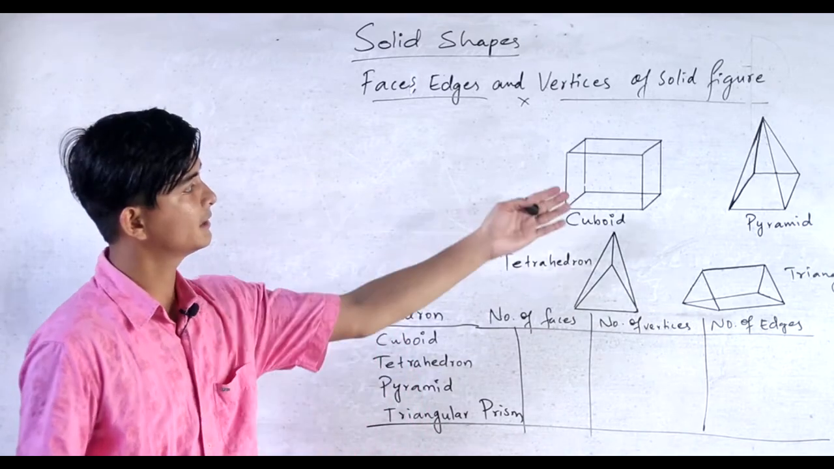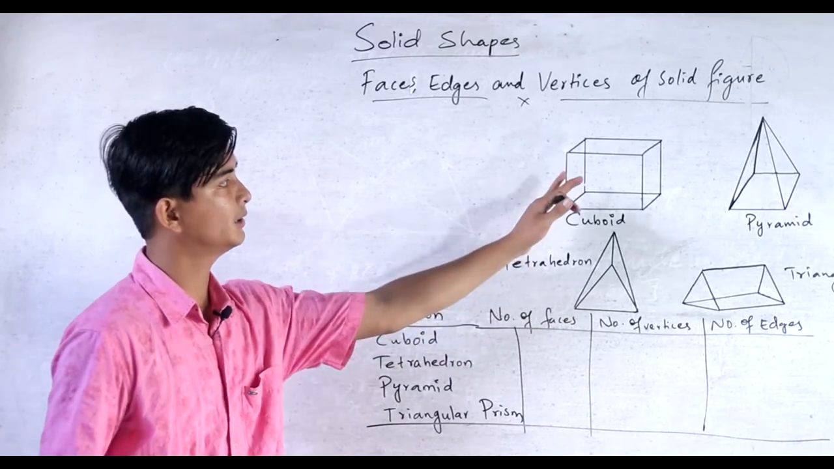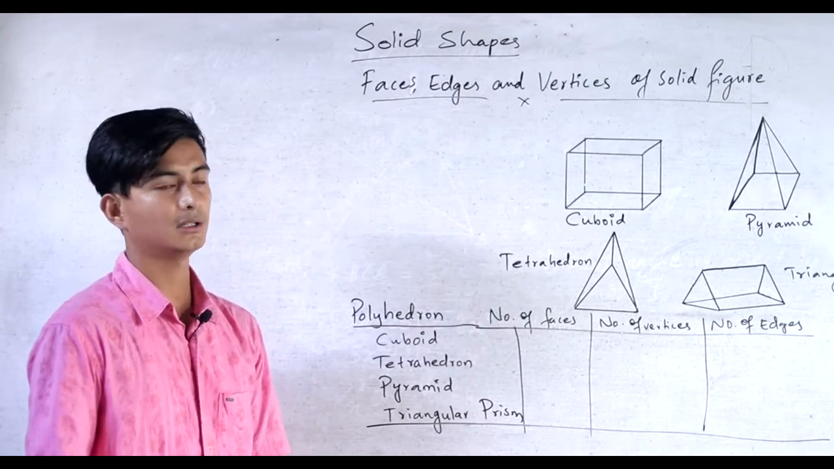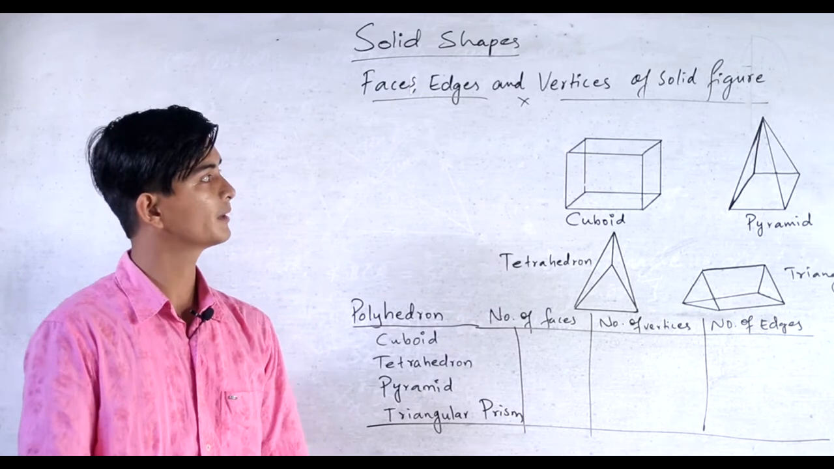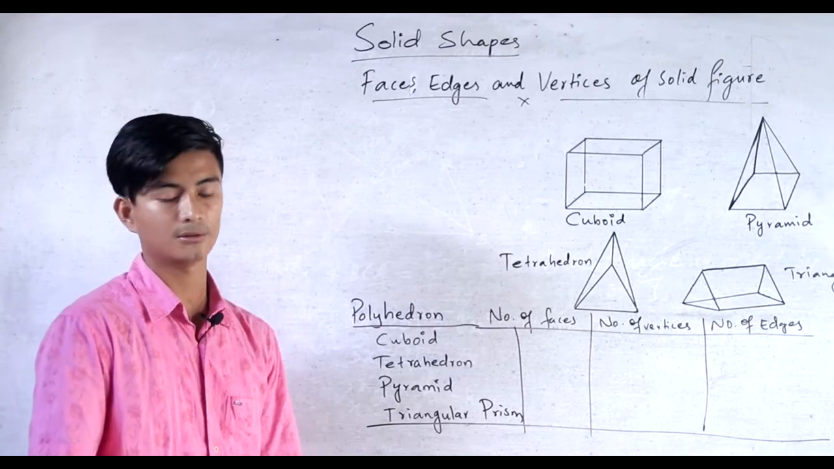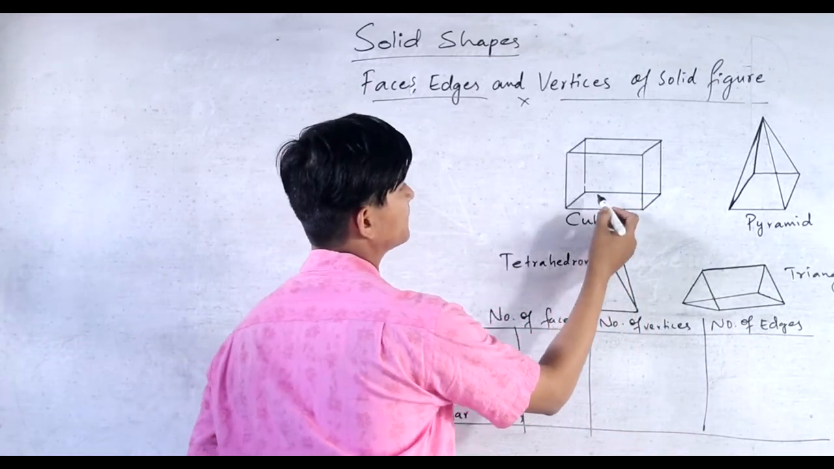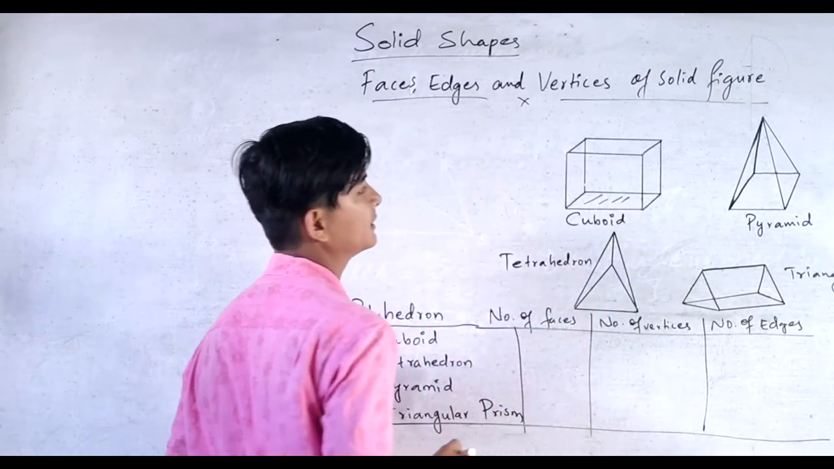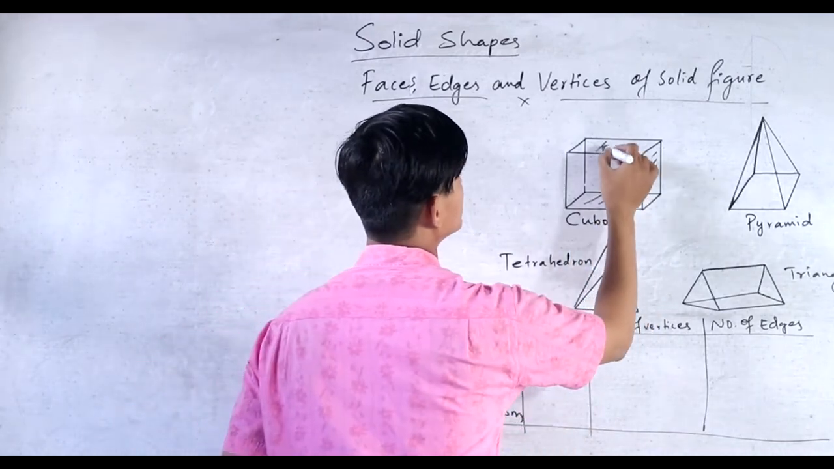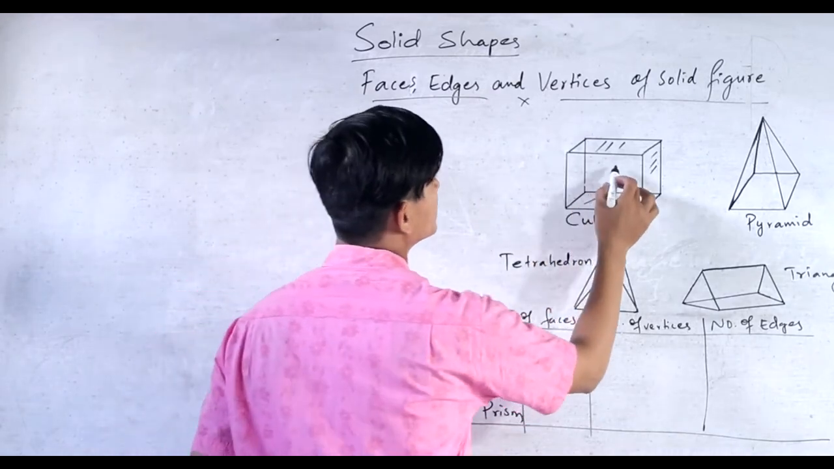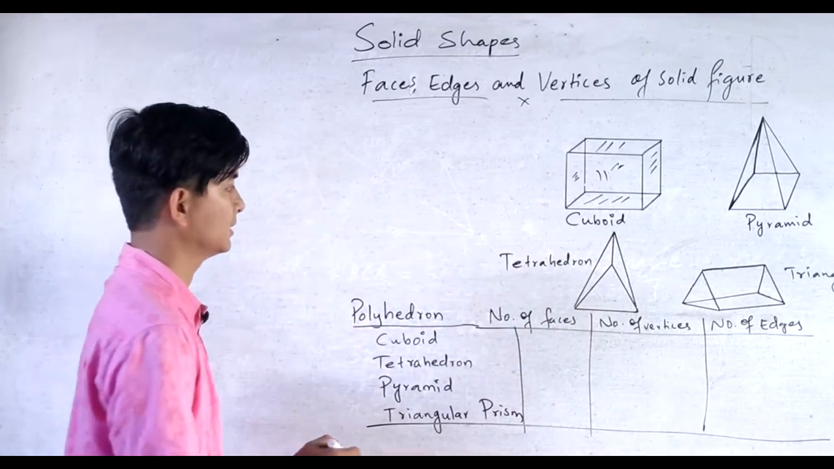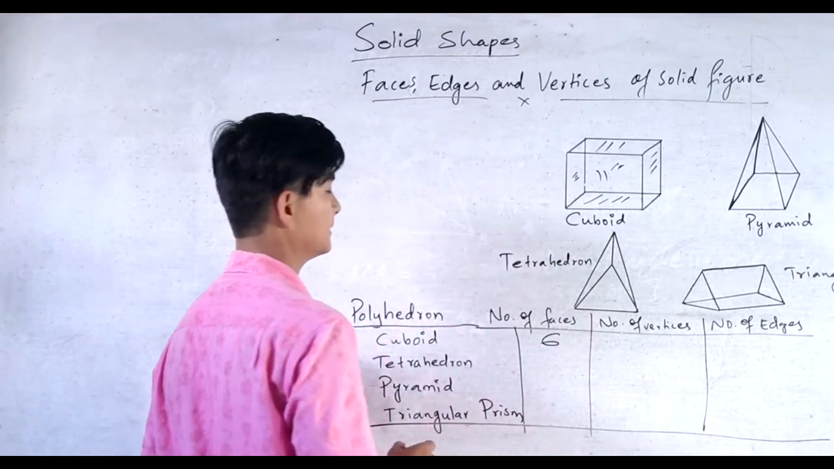Here you can see a surface. The cuboid has flat surfaces, and by joining those surfaces, it creates a cuboid which is a 3D shape. So we have to count how many faces are there in the cuboid. Let's do it. First of all, this is one surface. Here also. Here how many? It is 3 already, and the back side is 4, here it is 5, and the front side is 6. So we have 6 faces in the cuboid.